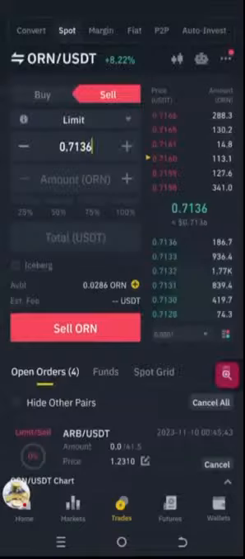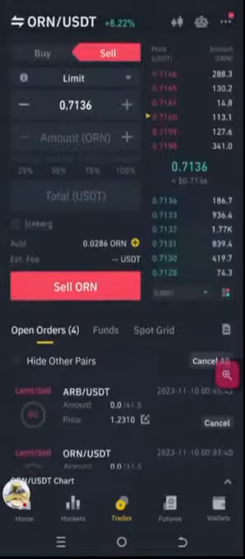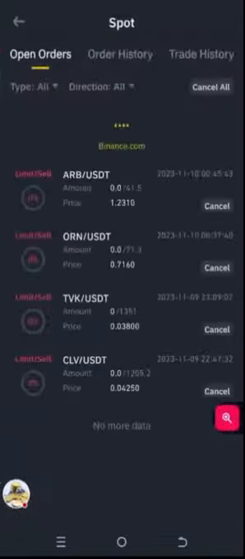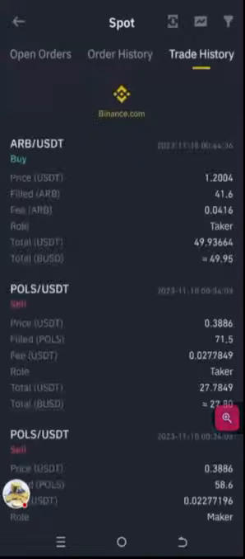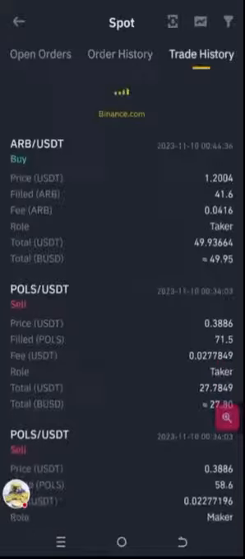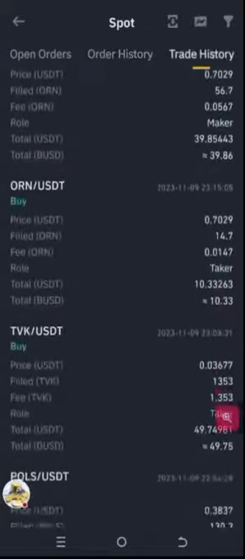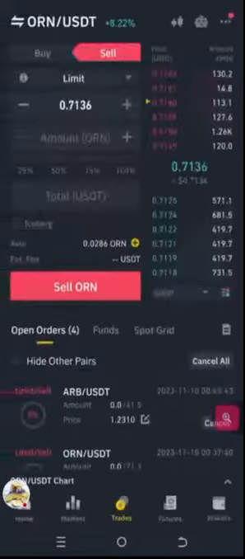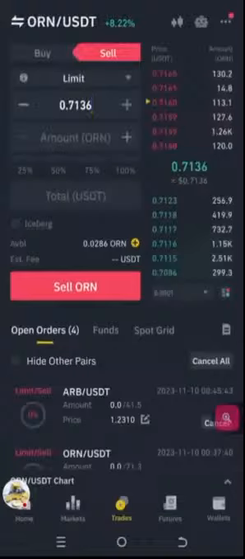Okay, ORN. ORN is still trying to make money. How much did we buy ORN? I can't even remember. What was our target? Let's check ORN. What's going on? 70.29. Oh, not yet there. Still trying to get high and move on with momentum, but it's good.